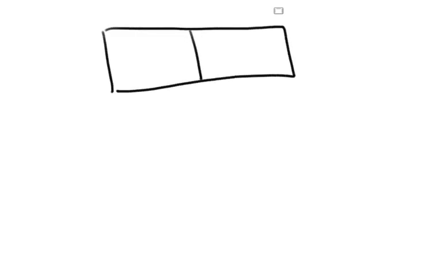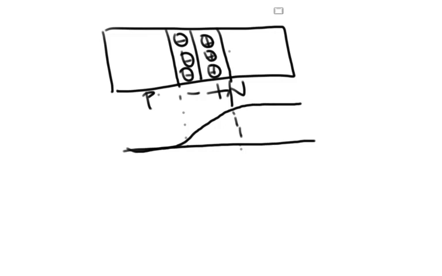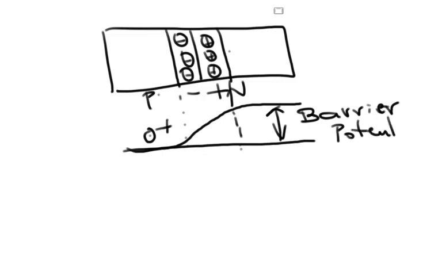Now, how does this potential look? So, if this is my PN junction, and if this is my barrier, now for the holes moving from P to N type, the barrier is like this. For the holes, this is the barrier potential.